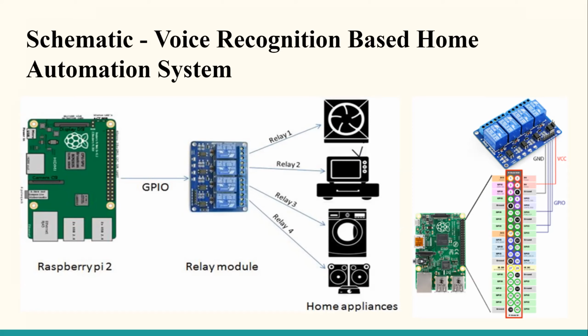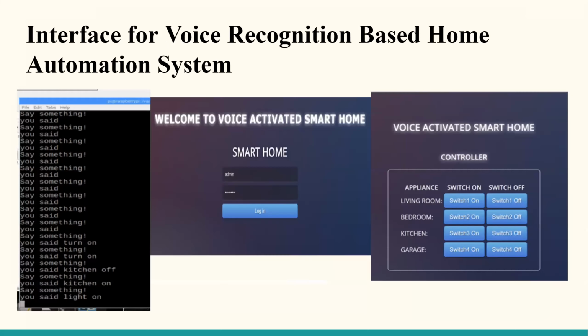On the left, you can see that Raspberry Pi is connected to the 4-channel relay module, and from the 4-channel relay module, you can connect all your appliances. Next slide, please. And here's the interface for the system, where on the left, it shows the voice command given by the user speech. And on the right two images, it shows the web interface where you can just turn on or turn off your appliances.